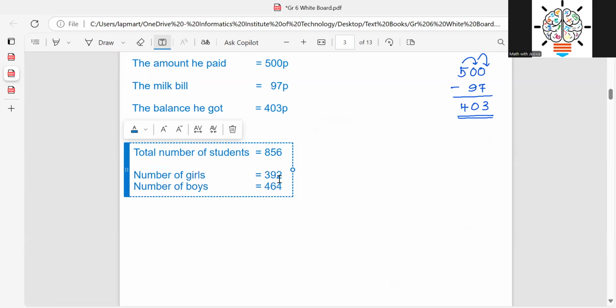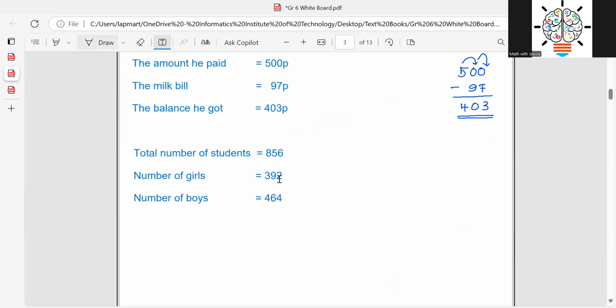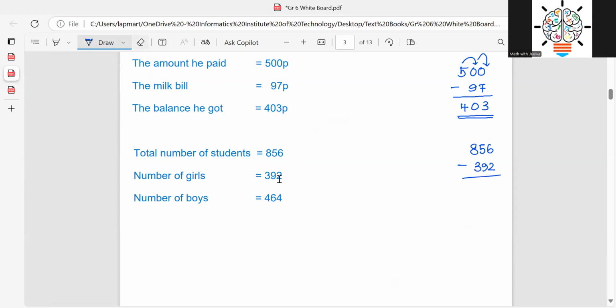So then keep the space. Right? So then here I will show you the workings. From 856, you want to subtract 392. We'll see how it works. From 6, can you subtract 2? Yes, we can subtract 2. So then the answer will be 4. Okay, so then that is done.